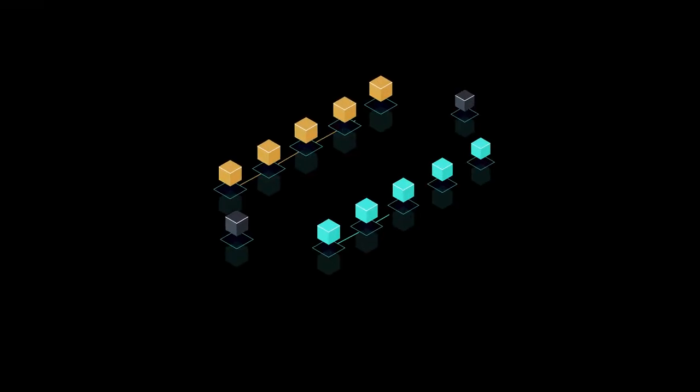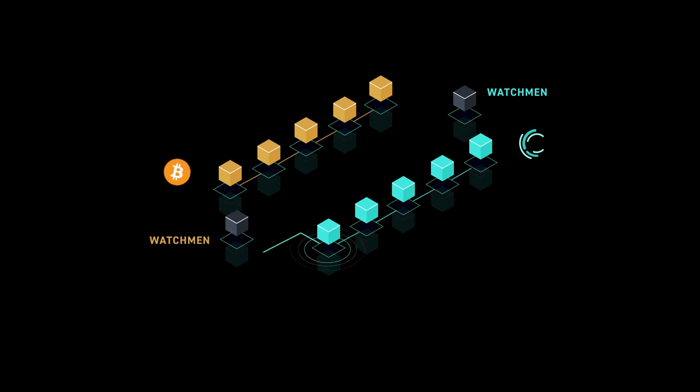Liquid is a sidechain of Bitcoin. A sidechain means that you can move Bitcoin onto the Liquid network and off of it, and it will retain its identity as Bitcoin. When you move Bitcoin onto Liquid, what's physically happening is you're transferring the coins into the custody of this federation of mutually distrusting peers across the globe.